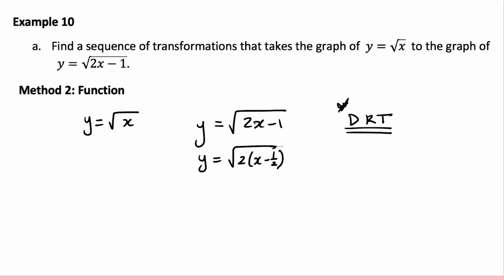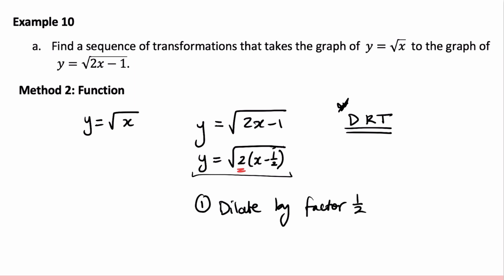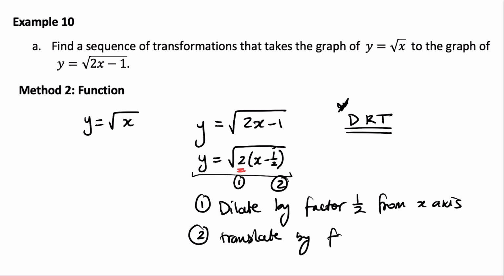So because we've just started with a very simple function, we can just have a look at this. So the 2, that would be a dilation. So dilate by factor half from the x-axis, and then the 2. So this was our 1. Then we've got translate, and remember the sign changes, by factor half to the right.